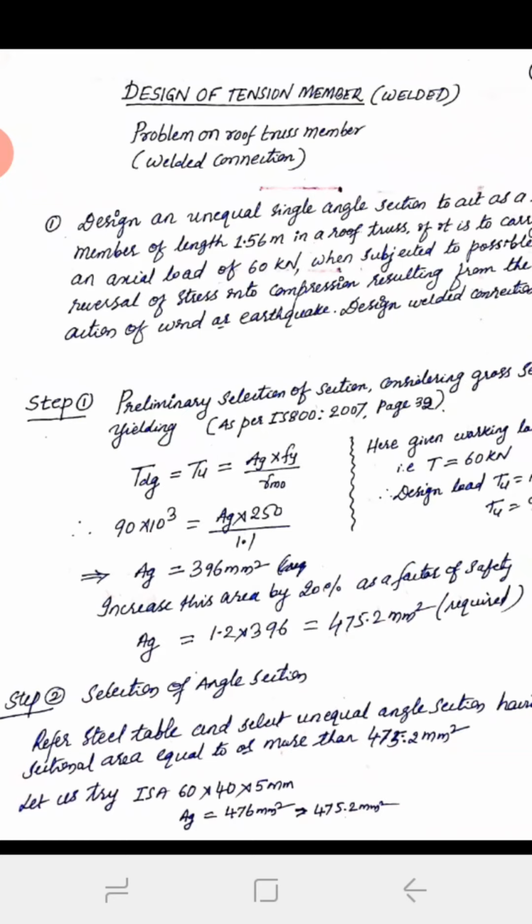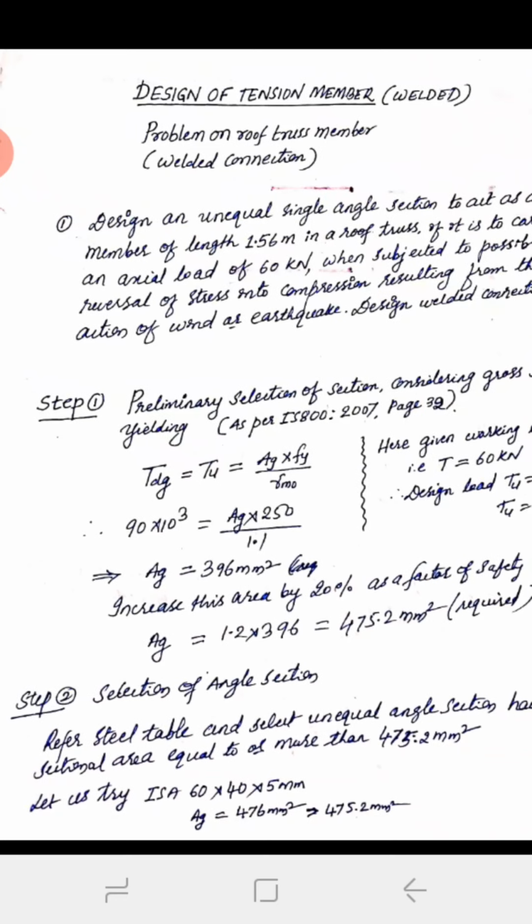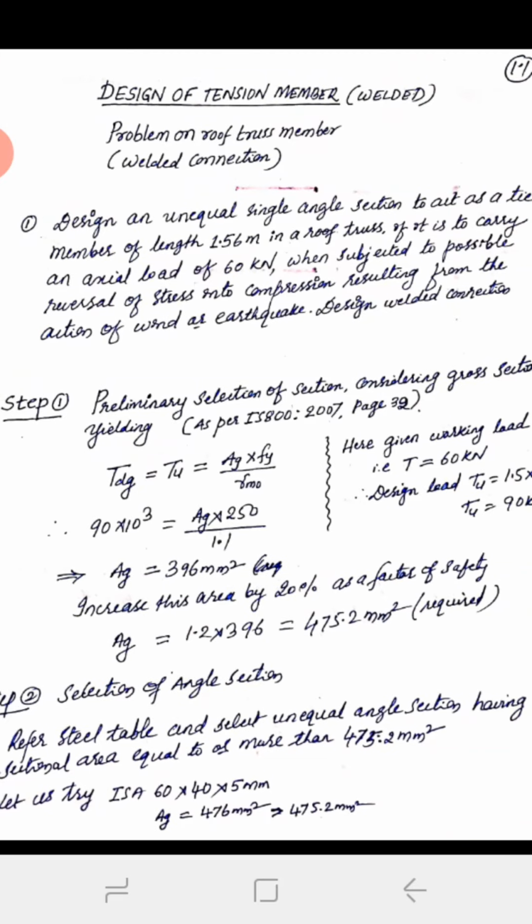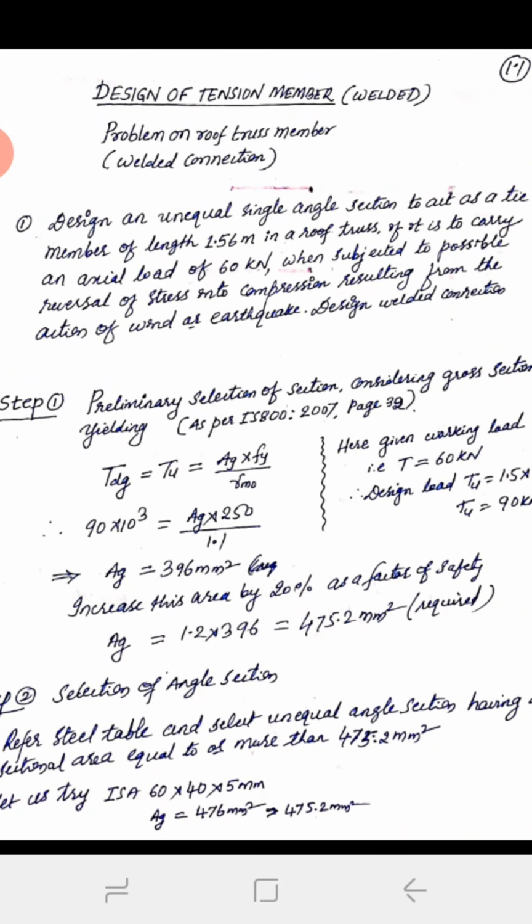Then in step number 2, for the calculated area, whatever the area required, you have to select an angle section, that is a single angle with unequal legs, because it is mentioned in the problem that you have to design an unequal angle section. So refer to the steel table and select an unequal angle section which gives an area equal to or more than the required area.